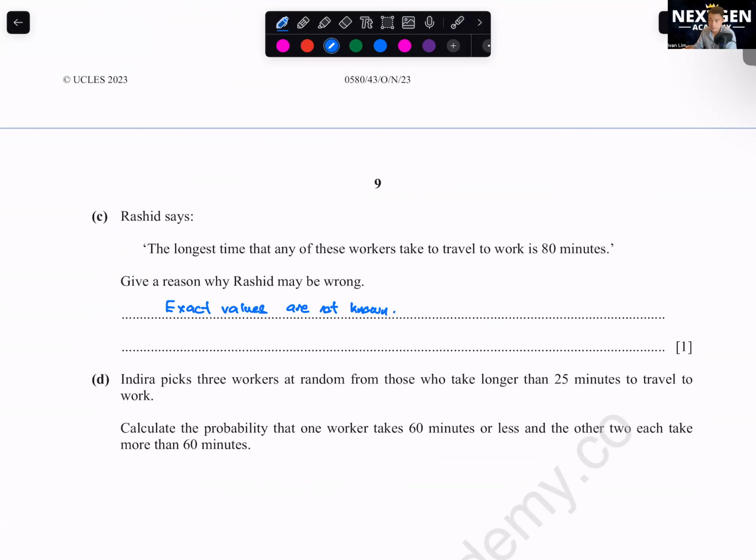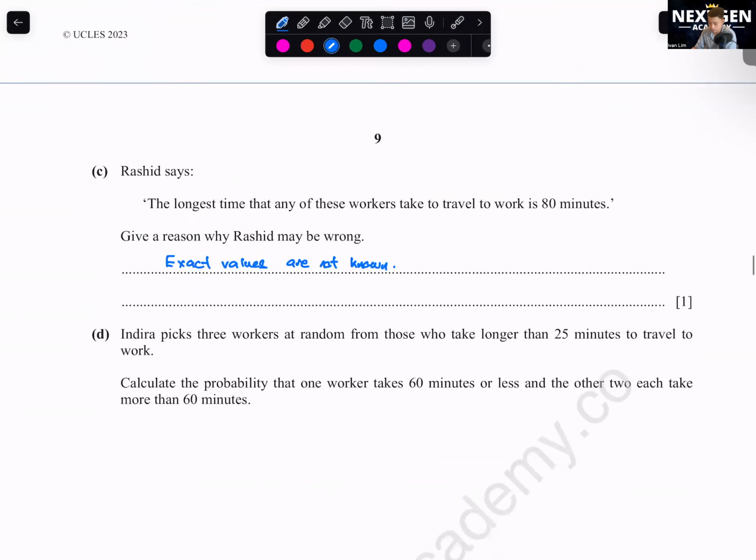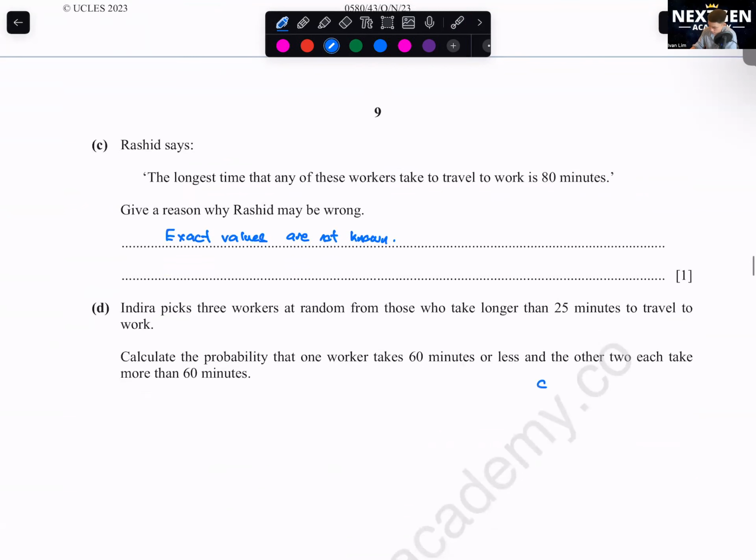Okay, question D, this is a conditional probability type of question. Write this down, conditional probability. How do I know whether it's a conditional probability? Because of the first sentence here: Indra picks 3 workers at random who take longer than 25 minutes to travel to work. So I'm only taking from this group here. You don't care about all the other people, you only take from people longer than 25 minutes.